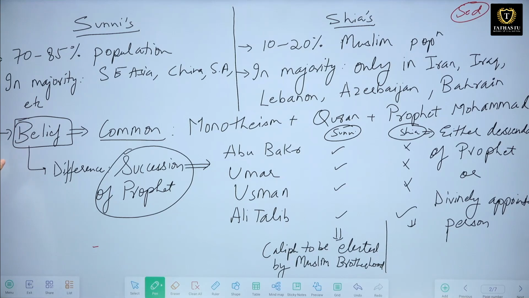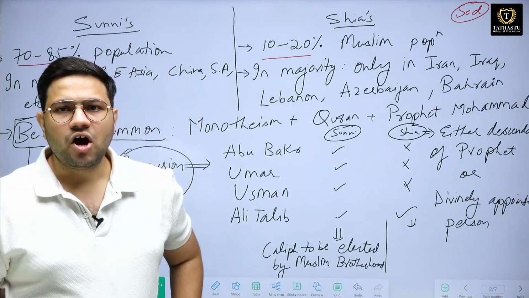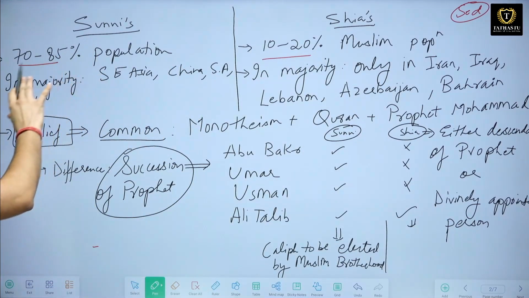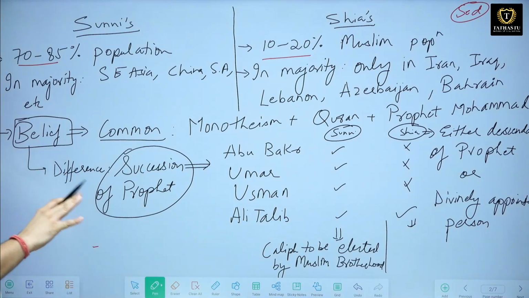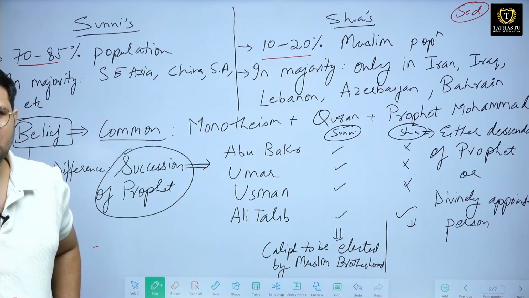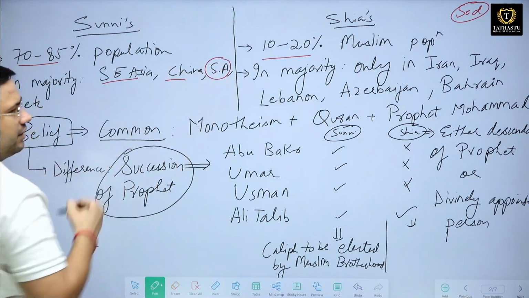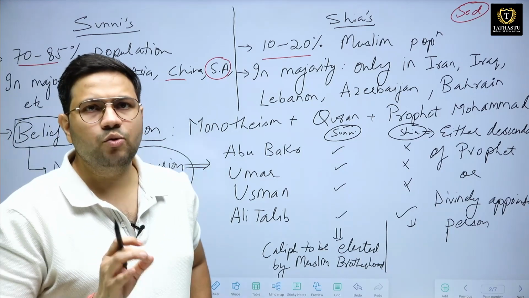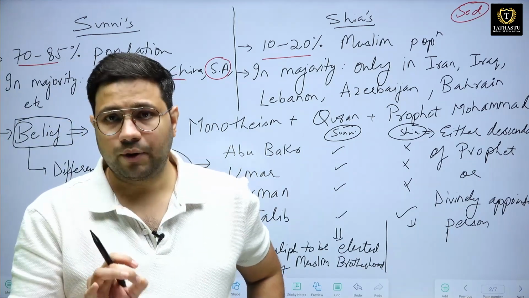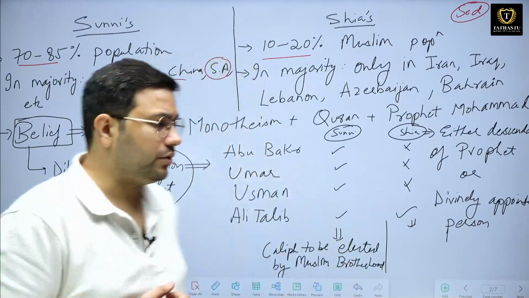Sunni happens to be the dominant belief of the Muslim population. So around 70 to 85% of the Muslim population follows the Sunni sect, but around 10 to 20% of the Muslim population follows the Shia sect. Okay. Sunnis are found majorly in every part of the world. Wherever you will find Muslims, they are in majority, except the 5 countries in which Shias are in majority. If we have to see, Southeast Asia, China and Saudi Arabia are the 3 important places where you will find Sunnis. But Saudi Arabia is the most important because Saudi Arabia happens to be the head of all the Sunni population.